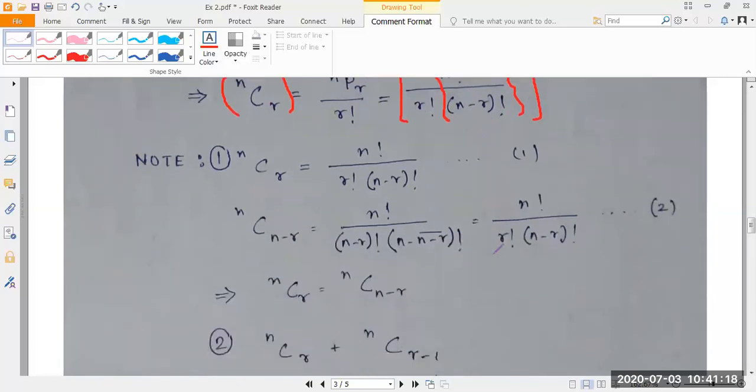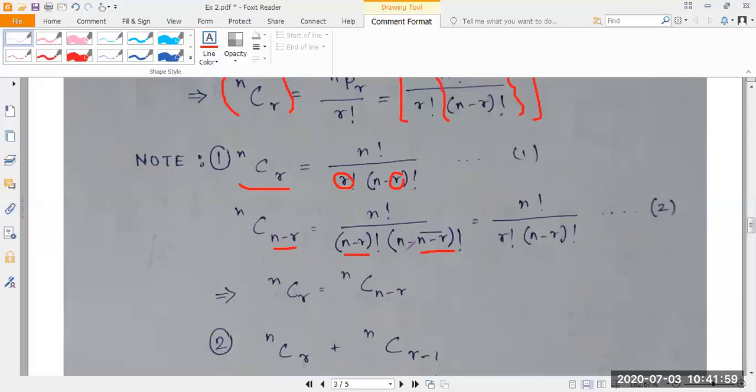The next thing that we'll move to is kind of like a corollary. What we have from the previous form of expression is NCR equal to n factorial by r factorial into n minus r factorial. Now what happens if I replace this r with n minus r? Naturally, we will replace r with n minus r over here and this r with n minus r. So NC n minus r will be n factorial by n minus r factorial into n minus r factorial.